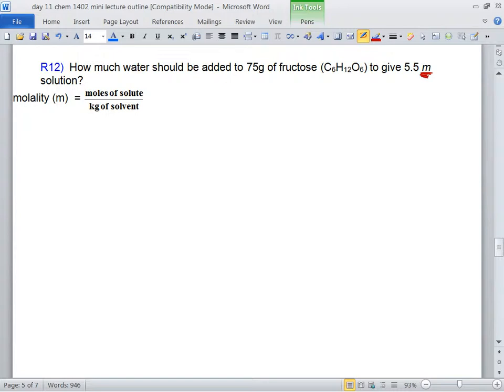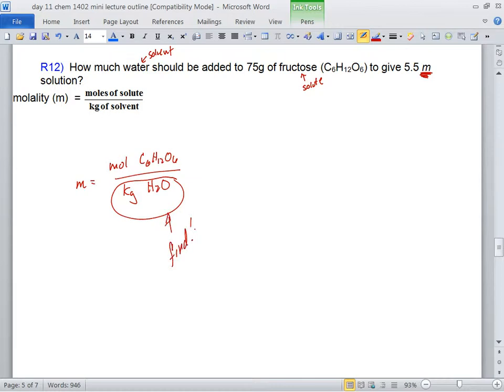This is a hard question because they didn't say how many kilograms of water should be added. They just said how much water. So you're going to solve for kilograms of solvent because water is the solvent. There's your solvent right there. Here's your solute. If we would have rewritten it, moles of C6H12O6 all over kilograms of water, that might have helped. And then you might have recognized, oh, I'm just going to solve for this, and then I'm done. It makes it a tough question.